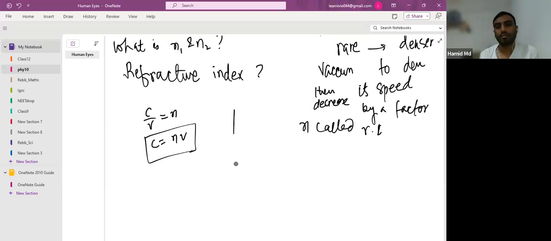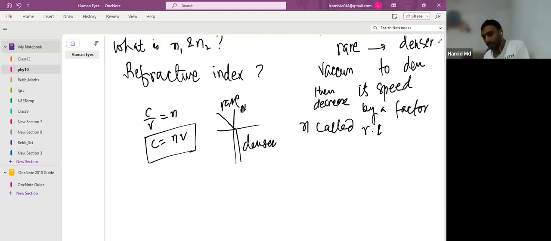And also when light goes from one medium to another, or from rare to denser, it bends toward the normal, right? The bending of light also happens when it moves from one medium to another medium. Clear?